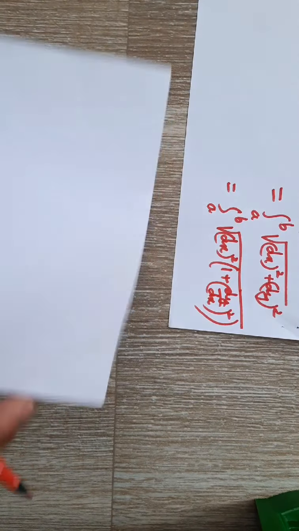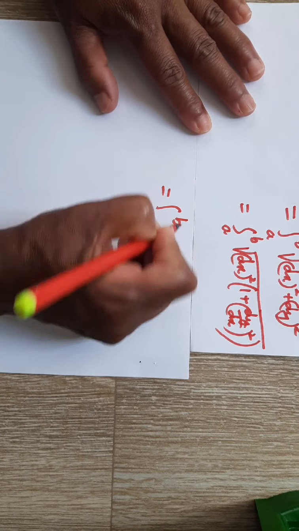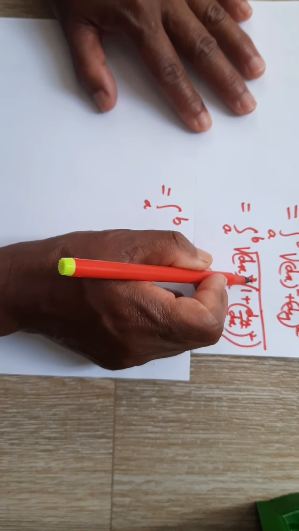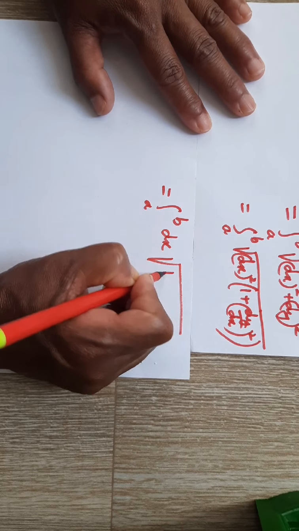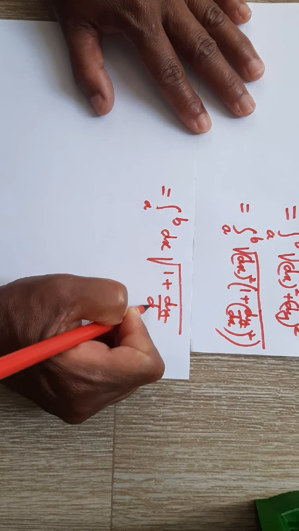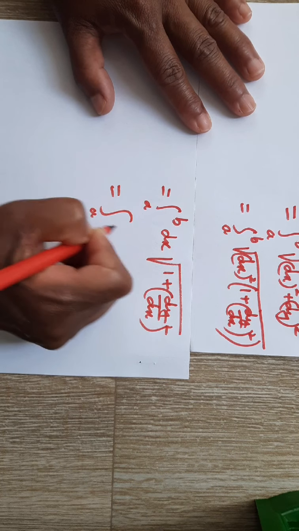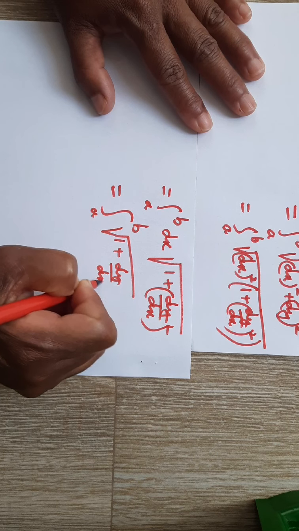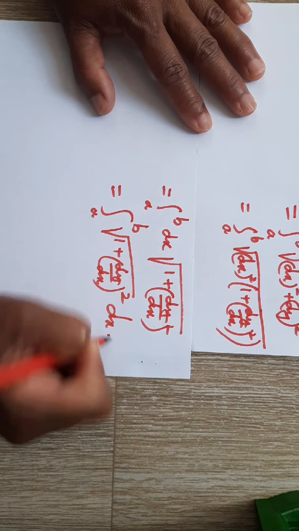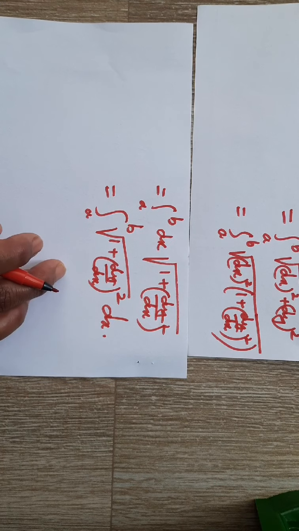Now next, this will be equal to integral a to b. Now square root of dx the whole square will be dx, then into square root of 1 plus dy dx the whole square. So this is integral a to b square root of 1 plus dy dx the whole square dx. So how are we getting the length of this plane curve?